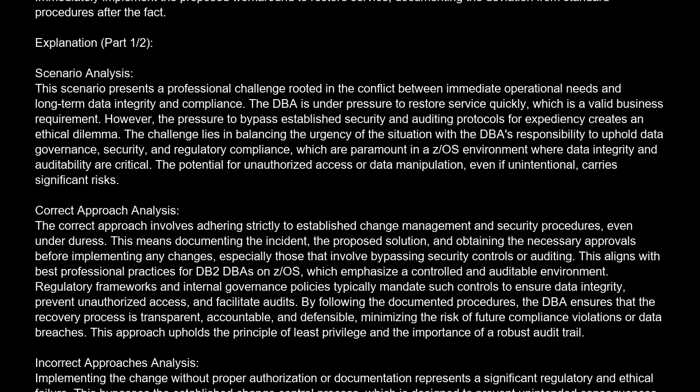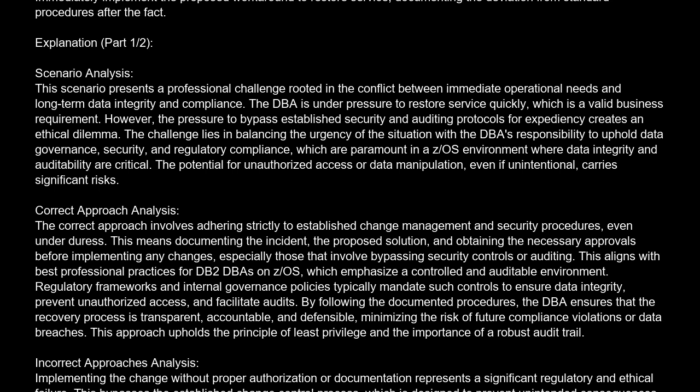Correct approach analysis. The correct approach involves adhering strictly to established change management and security procedures, even under duress. This means documenting the incident, the proposed solution, and obtaining the necessary approvals before implementing any changes, especially those that involve bypassing security controls or auditing. This aligns with best professional practices for DB2 DBAs on z/OS, which emphasize a controlled and auditable environment.